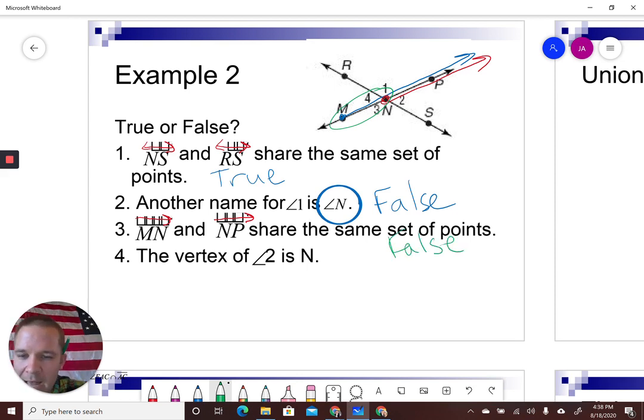All right, and lastly, the vertex of angle 2 is N. So angle 2 is, maybe I'll get rid of some of the stuff so it's less distracting. All right, angle 2 is this one here. I know that because the number was written in there, and its vertex certainly is N. That is true. Awesome. All righty, let's keep it going.